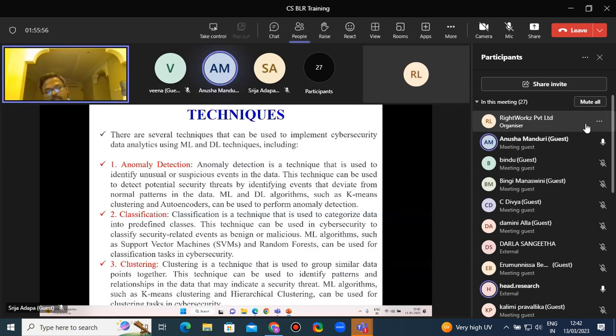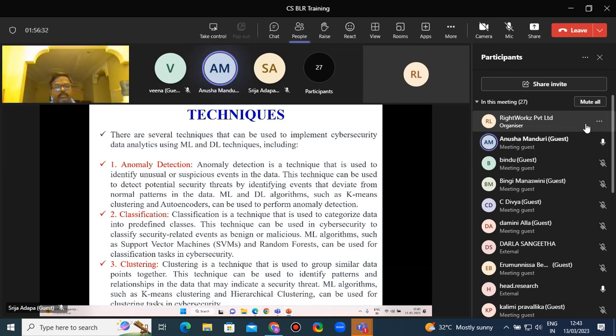Techniques. These are several techniques that can be used to implement cybersecurity data analytics using ML and DL techniques. First one is anomaly detection. Anomaly detection is a technique that is used to identify unusual and suspicious events in the data. This technique can be used to detect potential security threats by identifying events that deviate from normal patterns in the data. ML and DL algorithms such as k-means clustering and autoencoders can be used to perform anomaly detection.